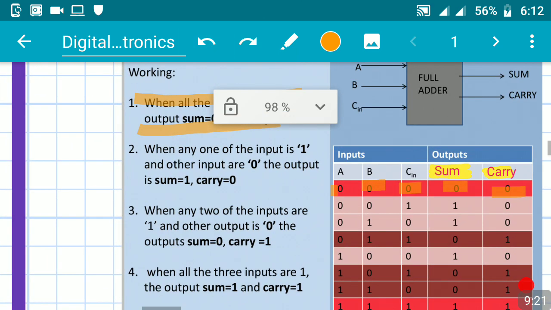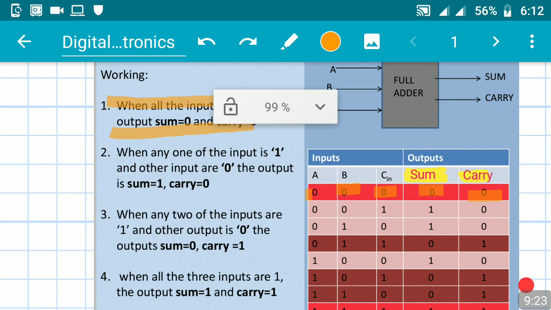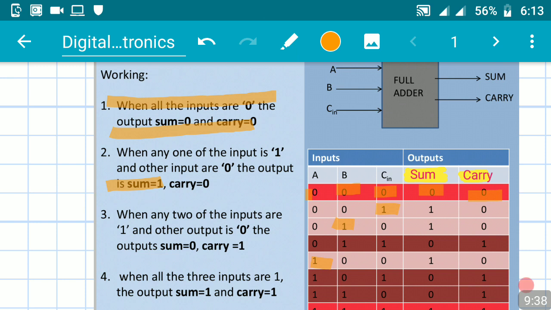So when any one of the inputs is 1, consider these three cases which I have colored in the same color, where we have any one of the inputs as 1. When we have one of the inputs as 1, the sum is going to be 1 and carry is going to be 0. Check it out in the truth table: the sum is 1, 1, 1, carry is 0, 0, 0. This is what happens when any one of the inputs is 1.